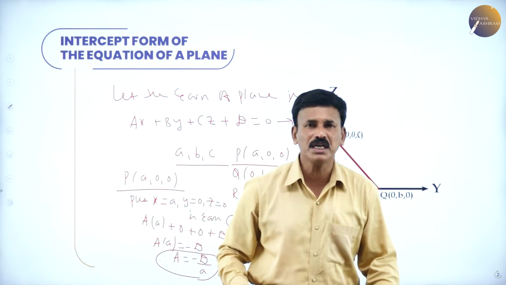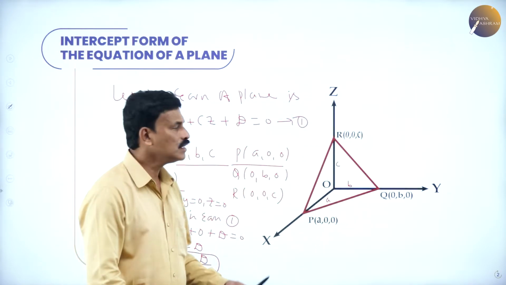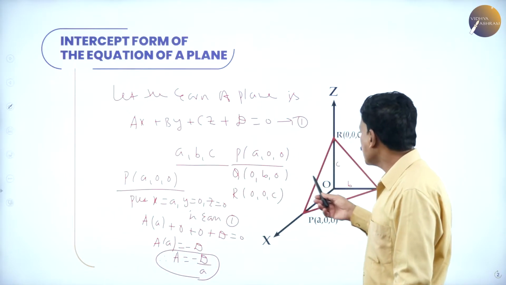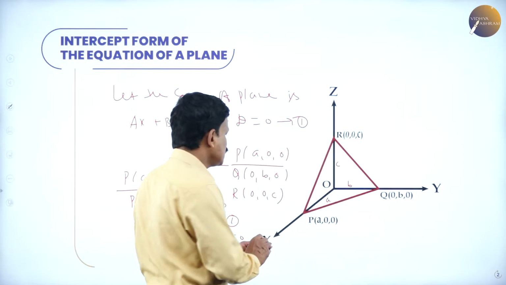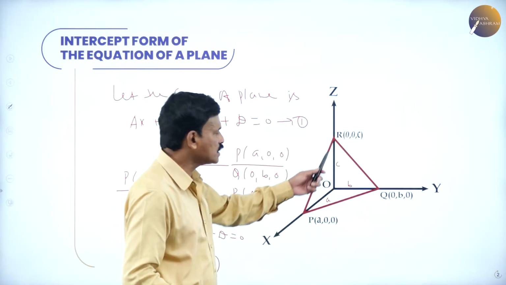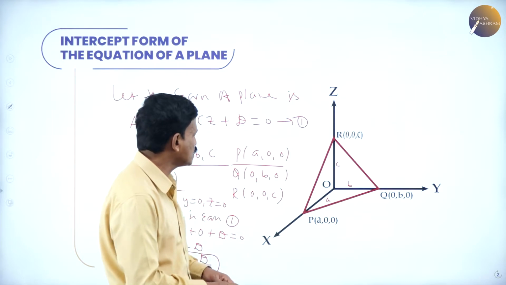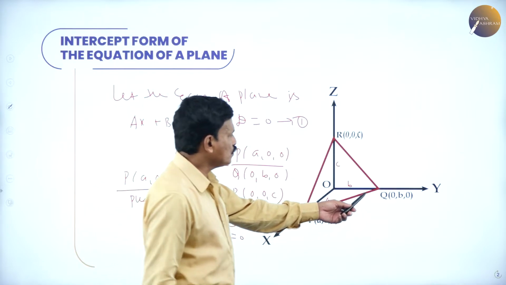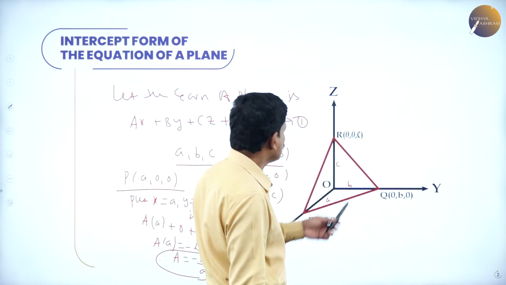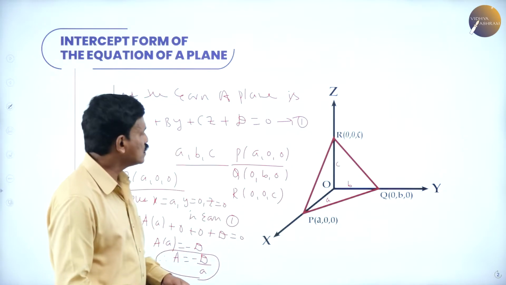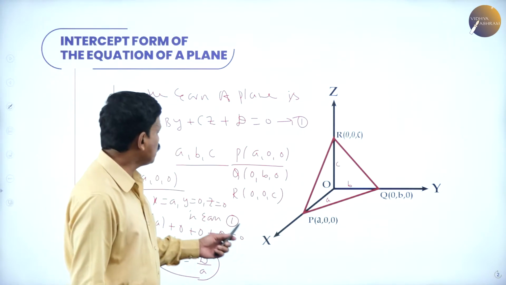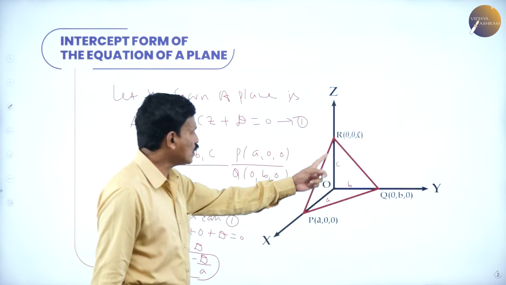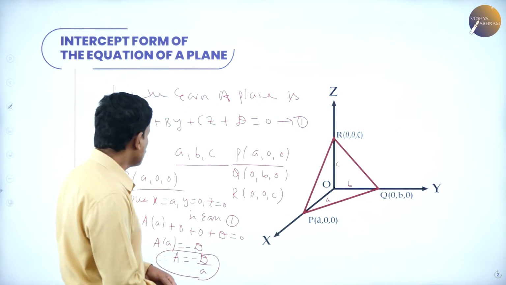Similarly, find out the value of b and c. That's it. Listen to me. Let the standard equation of the plane be ax plus by plus cz plus d is equal to 0. Since the plane cuts the x-axis at A, the y-axis at B and the z-axis at C, these are the intercepts on the x, y and z-axis. Therefore, the coordinates of the point P are a comma 0 comma 0, Q is 0 comma b comma 0 and R is 0 comma 0 comma c. Now, since the plane meets the points P, Q and R, substitute these values.